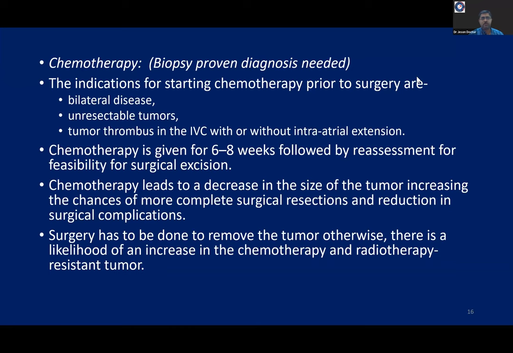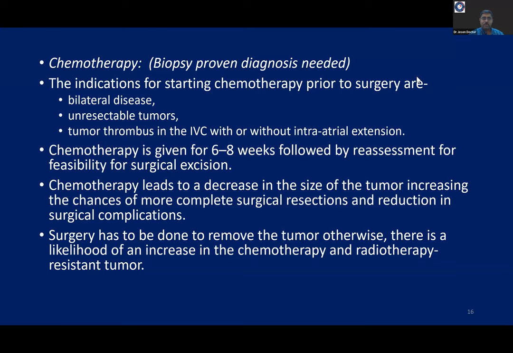If there is a response and the mass regresses, then they may take an interval surgery. Post resection, again, the child is given chemotherapy. Chemotherapy basically helps in decreasing the size of the tumor, increases the chances of complete surgical resection, and reduces perioperative morbidity and surgical complications.